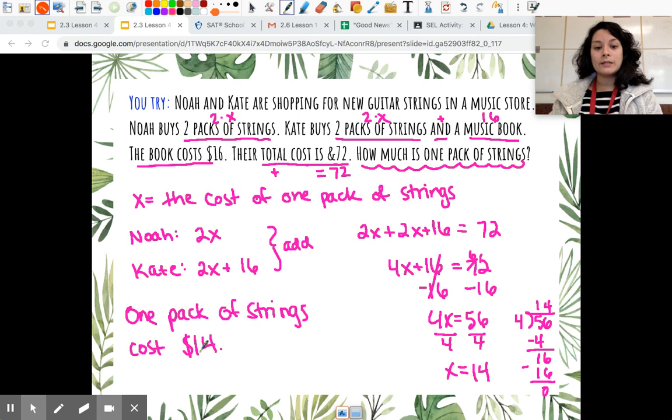So last but not least, I stated it in words. 1 pack of strings costs $14.